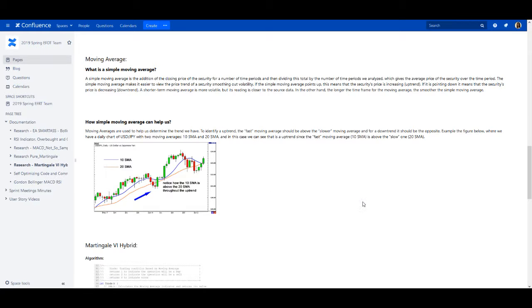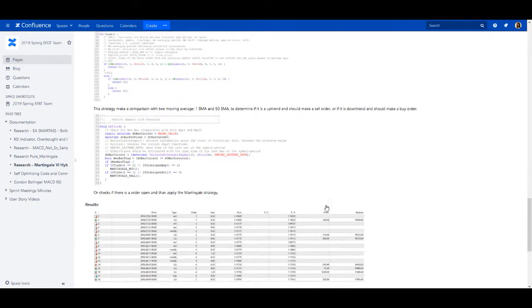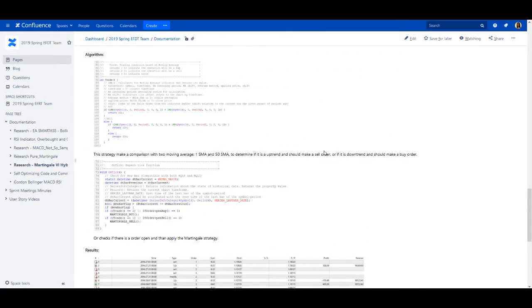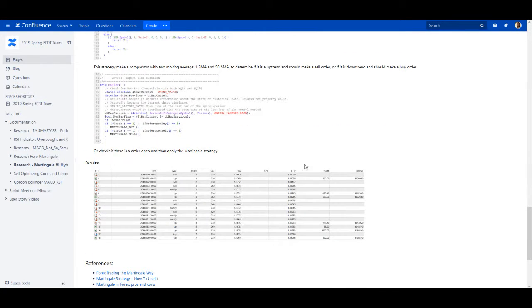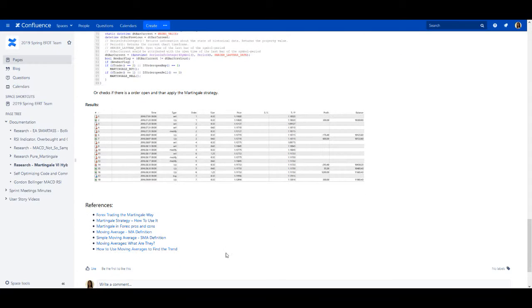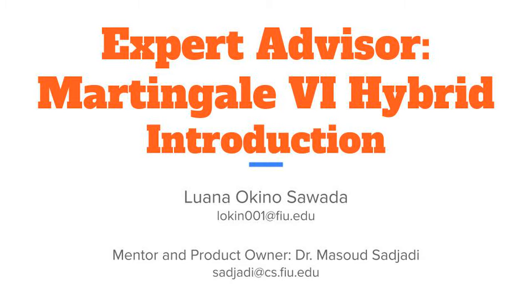identifies if it's an uptrend or a downtrend. And then here I have a little bit of the algorithm and the results that we can get. And I put some videos and other pages where we can have more information or more detail about my research here. The video about the research of the Martingale strategy is linked in the description and in the playlist, so you can watch it and understand better how the Martingale strategy works.